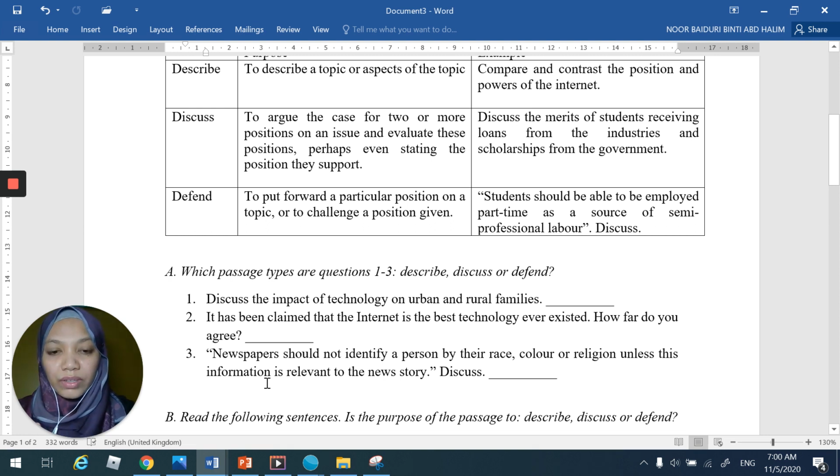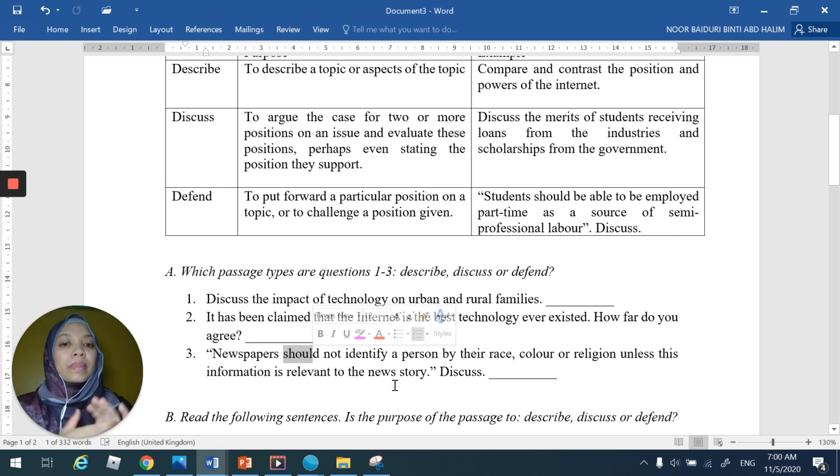Newspapers should not identify a person by their race, color, or religion unless this information is relevant to the news story. Discuss. All right, even though you can see the word discuss, you can also see the use of the word should. It's a modal verb. So the discussion in the article would be about why newspapers should not identify a person by their race, color, or religion unless this information is relevant to the news story. Meaning the main ideas would be about why newspapers should not identify a person by these factors.